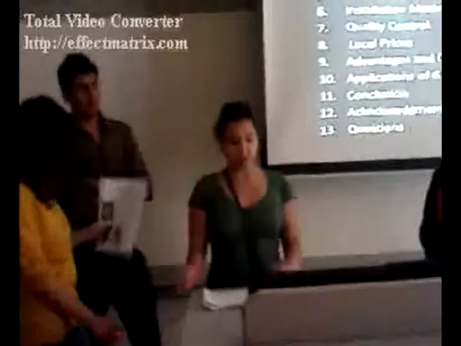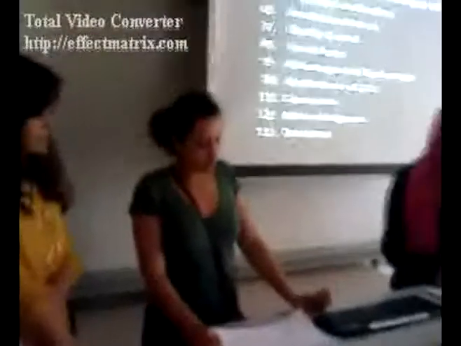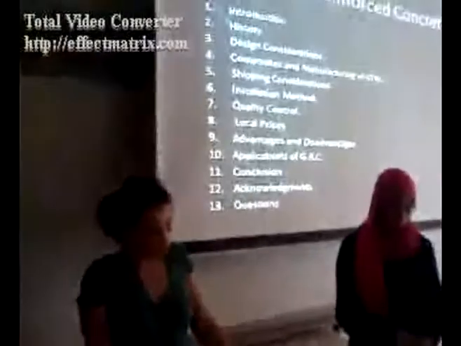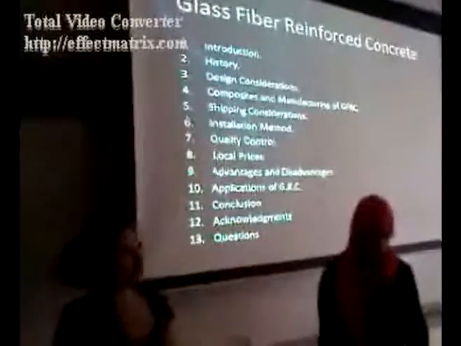First, I'm going to talk about the table of contents and what we're going to cover in this presentation. First of all, the introduction, where we explain what glass fiber reinforced concrete is, and then the history, how it evolved, when it was established, and its first factory in Egypt. Then the design considerations, what contractors and architects are supposed to keep in mind when dealing with glass fiber reinforced concrete. Then the manufacturing of GFRC. The shipping considerations, installation methods, quality control, local prices, advantages and disadvantages, applications, and the conclusions, and if you have any questions.